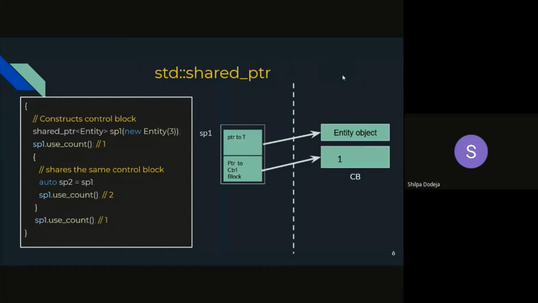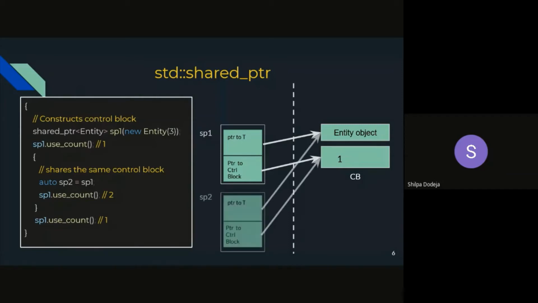Now if I have to check what the reference count is, or how many owners are pointing to or managing this particular object, I have a function called use_count. If I call this member function of the shared pointer, it will give me the reference count. Now after this, I have created a nested block wherein I am copying sp1, I mean copying my shared pointer to another shared pointer. Unlike unique pointers, which are not copyable, shared pointers can be copied, because that's how the name derives: I am allowed to share the ownership of the particular object.